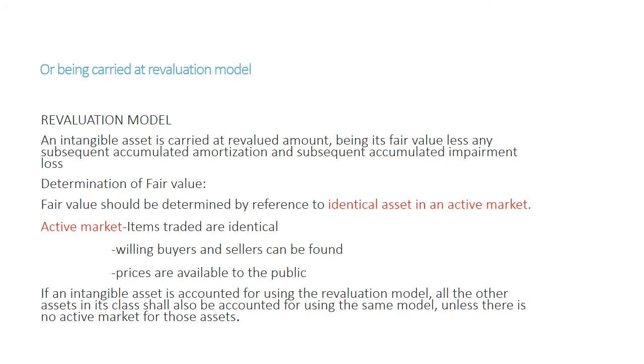Now, in the valuation model, an asset is carried at the revalued amount, meaning the fair value, less the subsequent accumulated amortization and the subsequent accumulated impairment loss. And how do we determine fair value in the valuation model? The fair value of intangible assets is determined with reference to identical assets in an active market. An active market is a market in which the assets traded are identical, there are willing buyers and sellers, and the prices are available to the public.